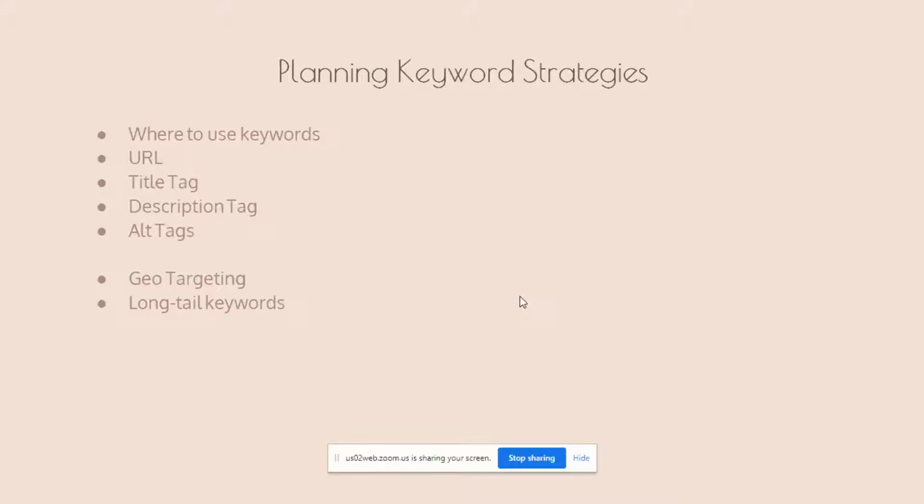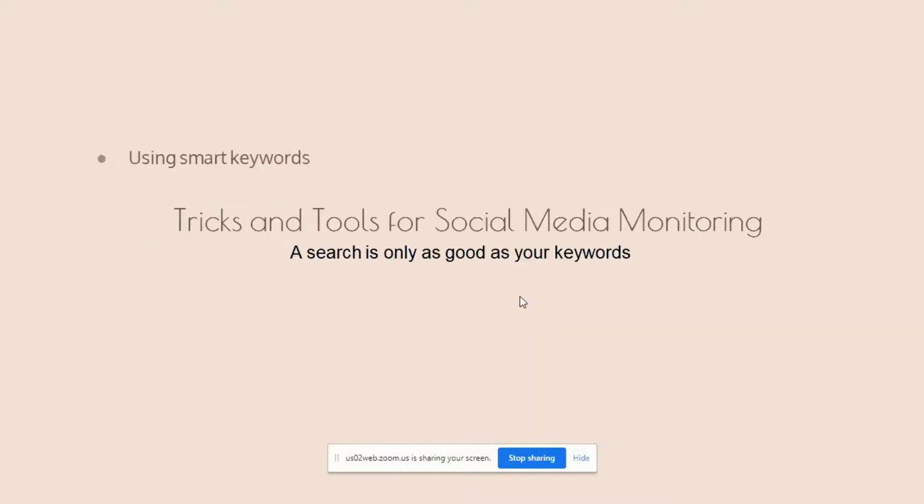So these are the long tail keywords. So we have to use that also if we are searching content. So the best thing is, when we are searching content, online search, we need to use smart keywords. Search is only as good as your keywords. So if you are searching online, you have to use keywords very strategically.